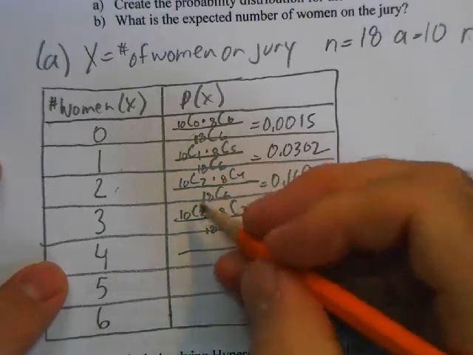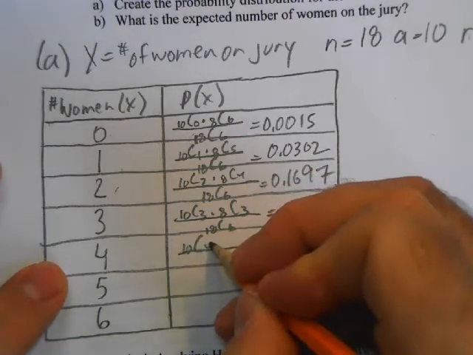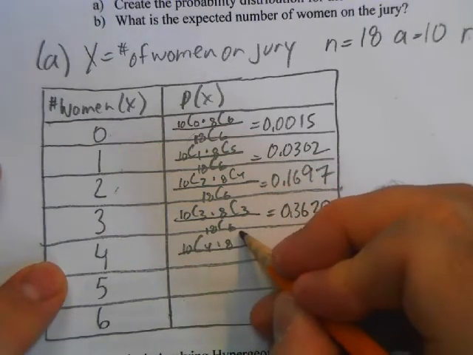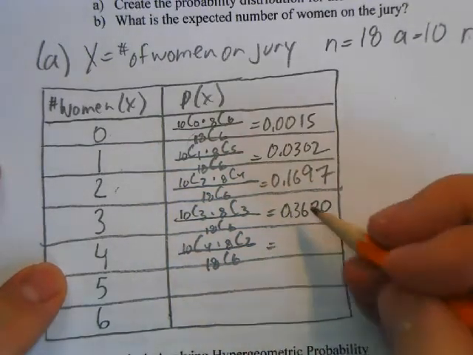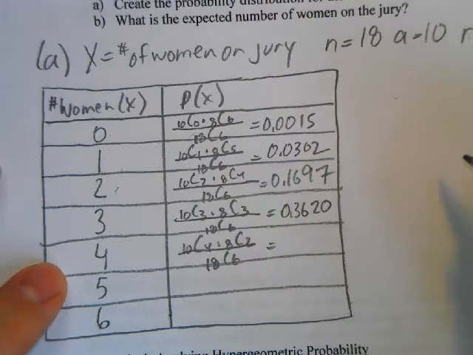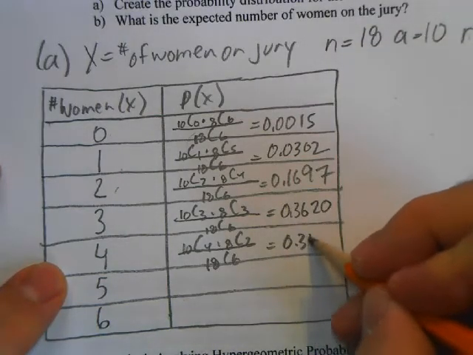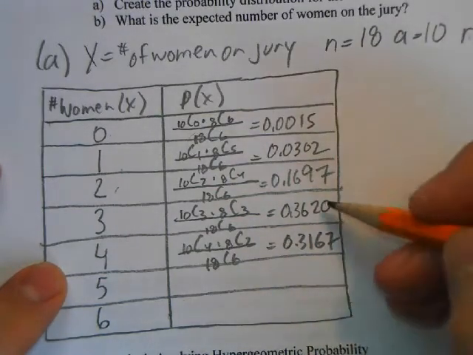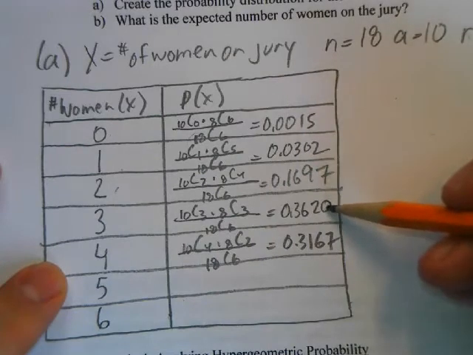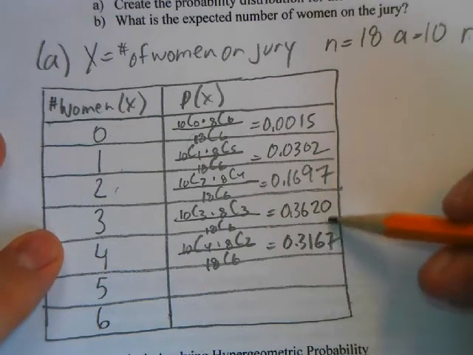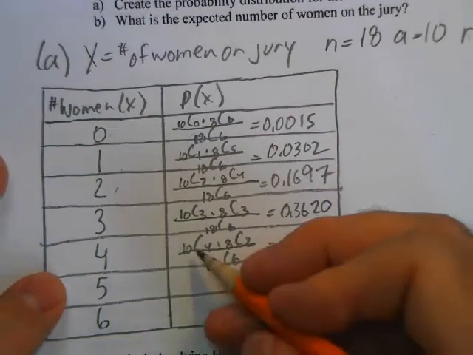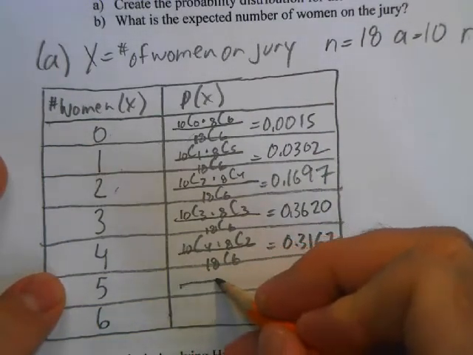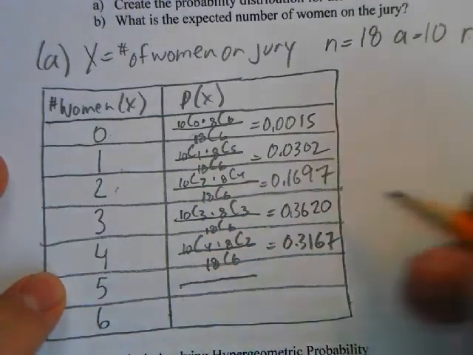So for 4 women, 10 choose 4 times 8 choose 2 over 18 choose 6. That is 0.3167. So now you can see that the probability is sort of peaked at having 3 women, and now it's gone down a little bit. Not a whole lot, but you can definitely see that. So you expect these last 2 values would decrease even more.